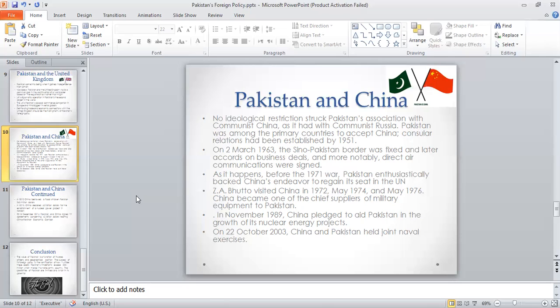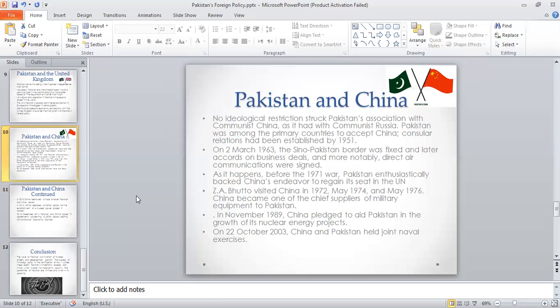He visited China in 1972, May 1974, and May 1976. China became one of the chief suppliers of military equipment to Pakistan. This carried on in spite of the death of Zhou Enlai and Mao Zedong in 1976, and the capital punishment sentence carried out on Zulfikar Ali Bhutto in 1979. During the 1980s to 90s, relations between Pakistan and China remained solid and cordial.